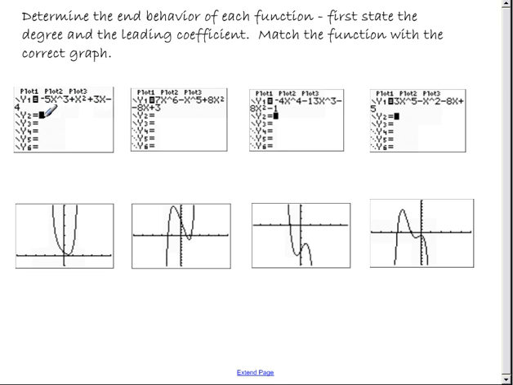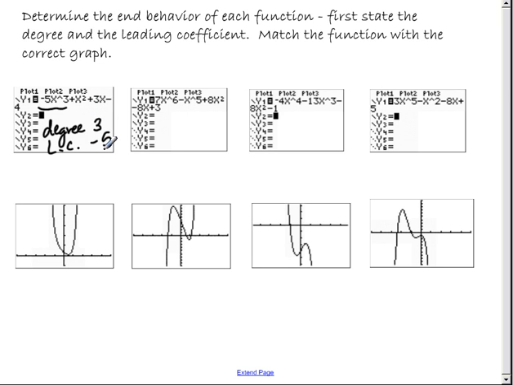So what we need to know, like in this function, negative 5x to the third plus x squared plus 3x minus 4, we know that this leading term has a power of 3, right? So we know the degree is 3, and the leading coefficient, I'm going to just call that LC, is -5. So here we have an odd degree with a negative leading coefficient.